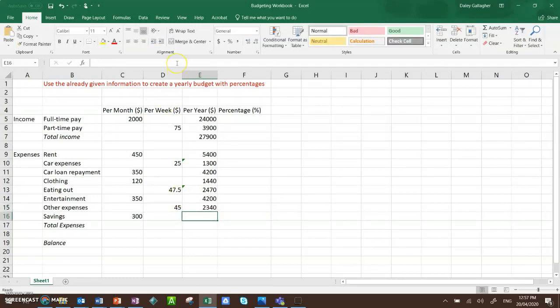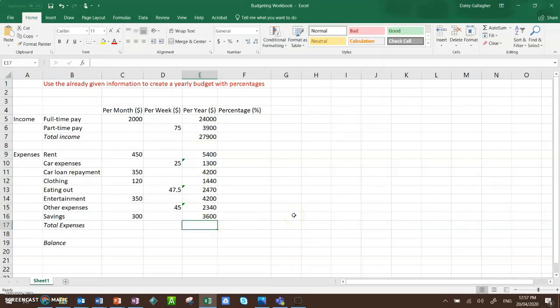Finally, my savings is monthly, so let's press equals, press on the cell, and then multiply by 12. So those are all of my expenses and yearly totals. So for example, I spend $5,400 on rent per year.